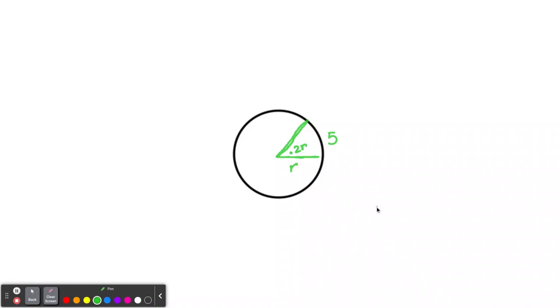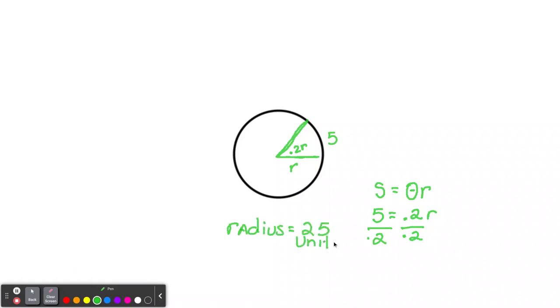Well, just a little algebra, right? So we know that, again, the arc length is theta times the radius. We already know the arc length is 5. We already know theta is 0.2 radian. And then we just divide the 0.2 on each side. So what did you get? I'll pause the tape, see what you get. All right, if you did that, we know that the radius now, not the radian, don't get them confused, the radius would be 25 units. Always think about the measurement that your teacher is giving you.